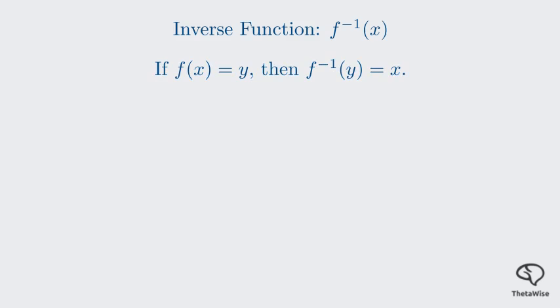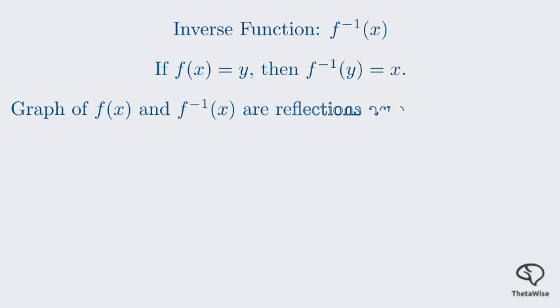A crucial point. A function can only have an inverse if it is bijective, meaning it's both one-to-one and onto. If it's not one-to-one, the inverse wouldn't be a function, because one input would lead to multiple outputs. Visually, the graph of an inverse function is a reflection of the original function's graph across the line y equals x. This is because the inverse function swaps the roles of x and y.